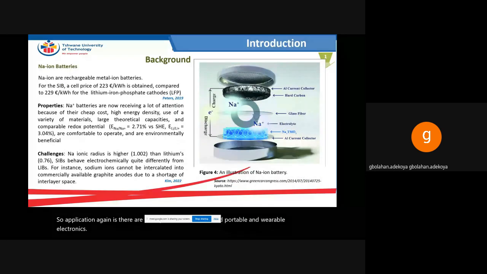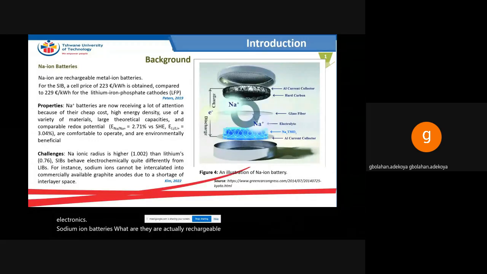And sodium ion batteries, what are they? They are rechargeable metal ion batteries. Sodium, in terms of cost, is cheaper than the lithium ion phosphate cathode, according to the research done by Peters and colleagues. Sodium ion batteries have received a lot of attention, and they have comparable redox potential. The standard hydrogen electrode basis for the potential is 2.71 V, which is comparable to that of lithium ion batteries.